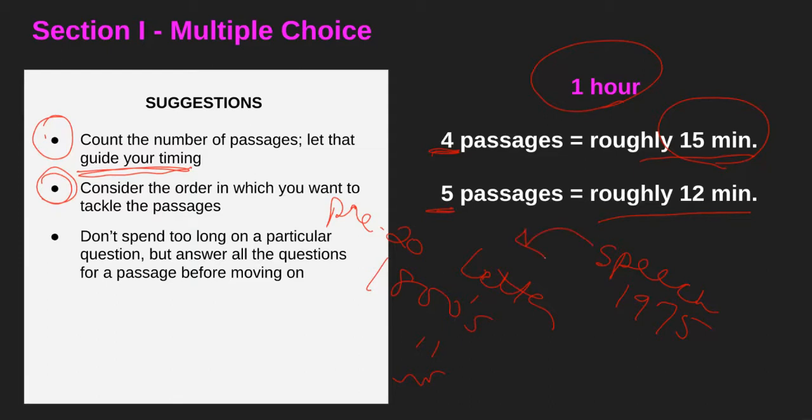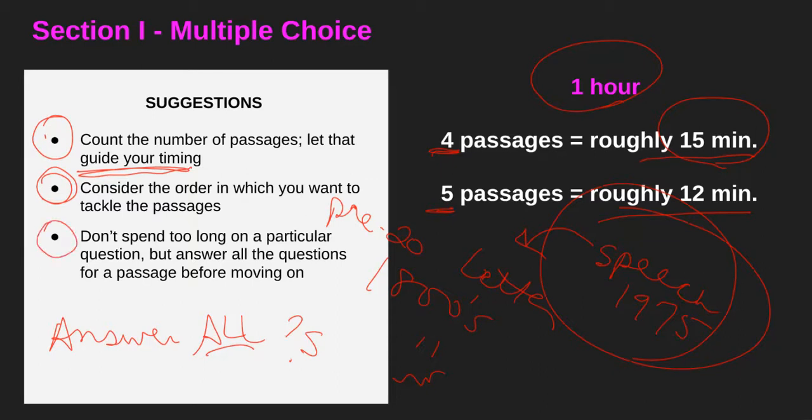Or maybe at that point, you want to come back to the letter. Definitely you want to answer all of the questions, right? That's a really, really important thing to keep in mind. Answer all the questions. There's no penalty for wrong answers. So you don't want to leave anything blank at the end of the day. However, you can be strategic, of course, in answering those questions you feel most confident about first. As a general rule, you don't want to spend too long on a particular question, but you definitely want to answer all the questions for a passage before you move on to a new passage.